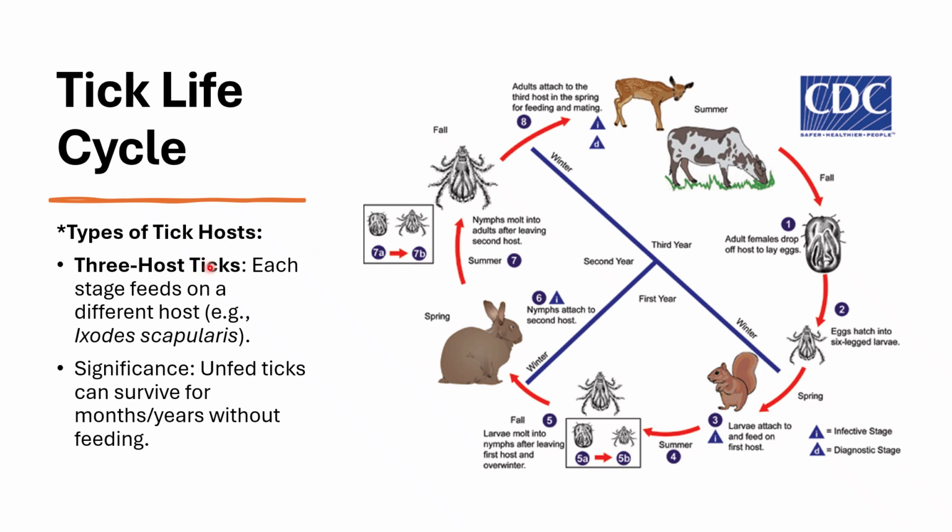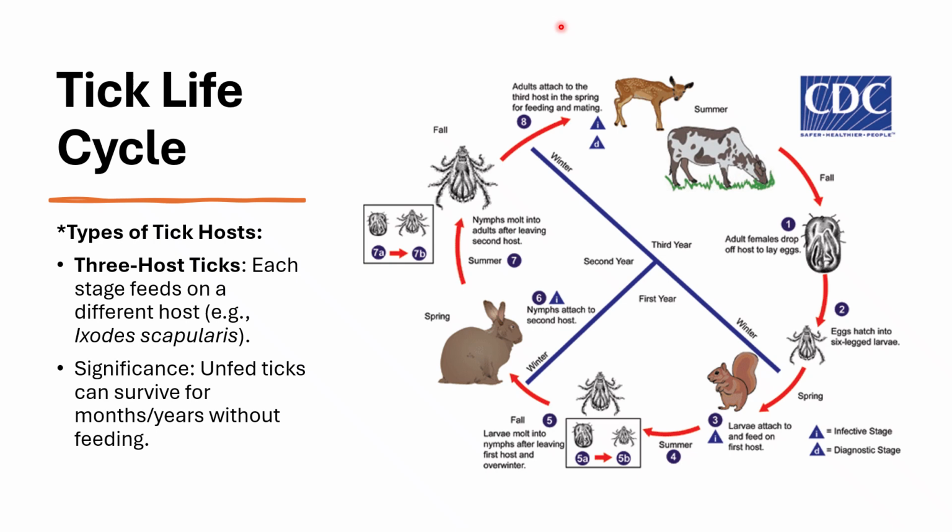The next is the three host ticks. For the life cycle of three host ticks, each stage, the larvae, the nymph and the adults, will feed on a different host. This is exemplified by Ixodes scapularis. This type of life cycle is considered to be the most common. Most ticks of public health importance follow this pattern.